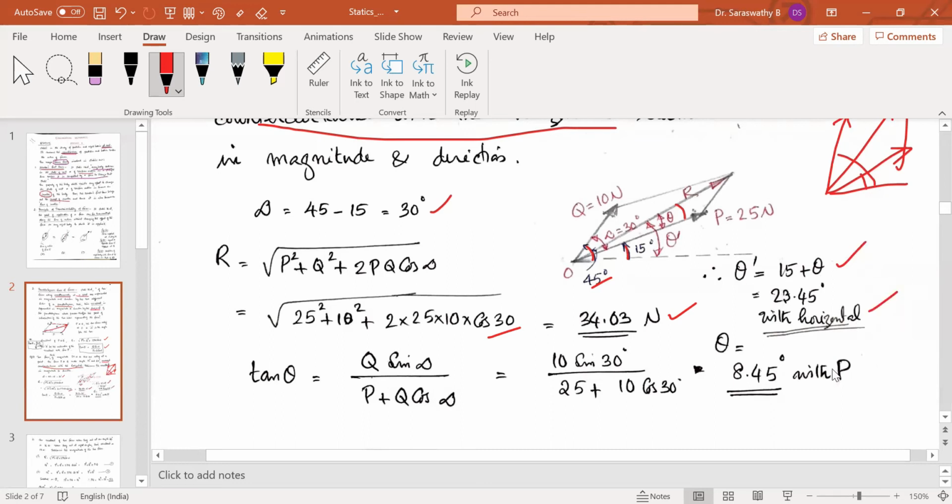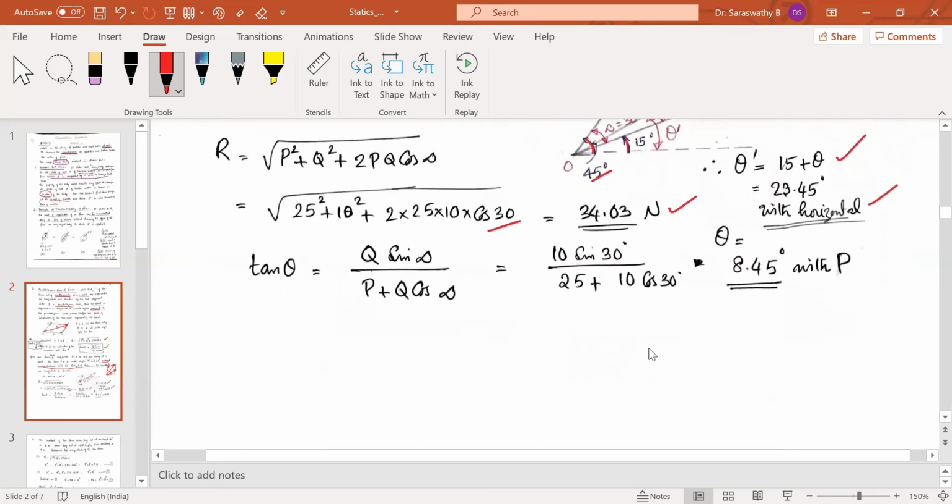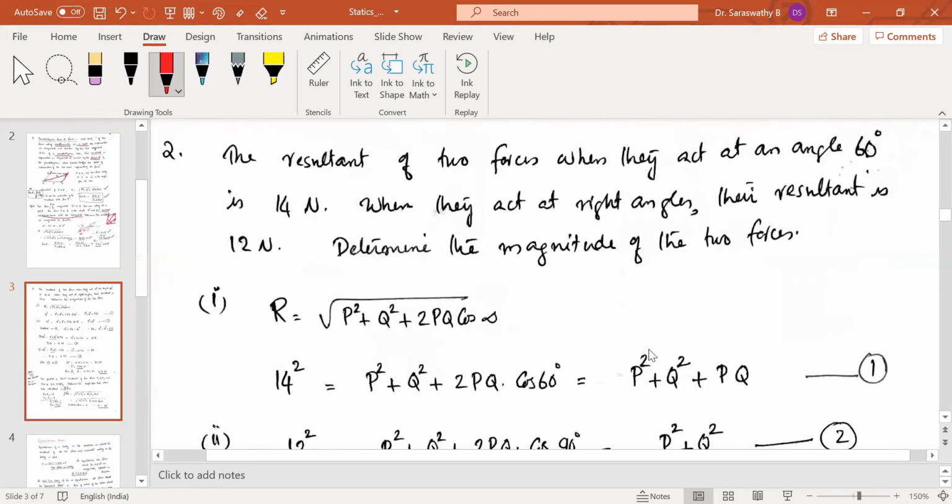So that was the law of parallelogram of forces and an application of it. We have seen the numerical example. Let us go to the next example, which is somewhat similar to this. So question number 2, an application of the parallelogram law.